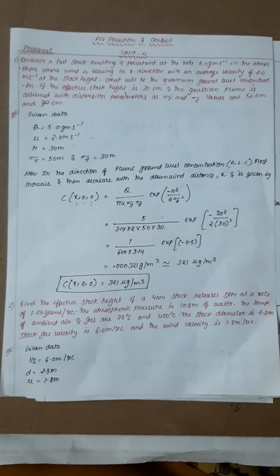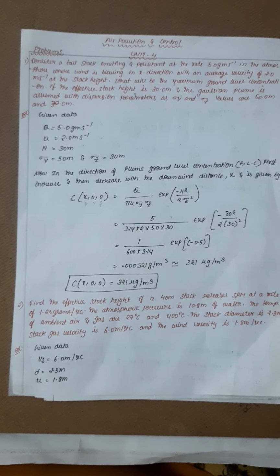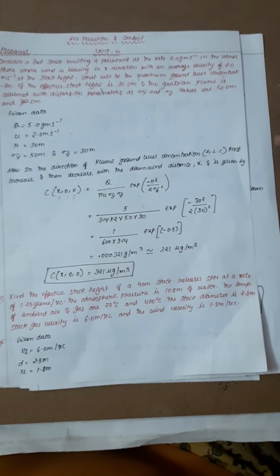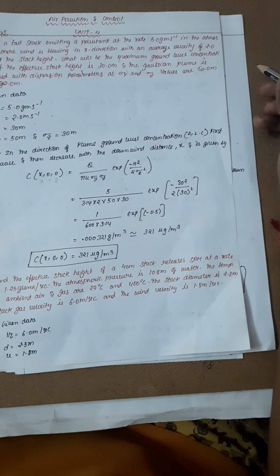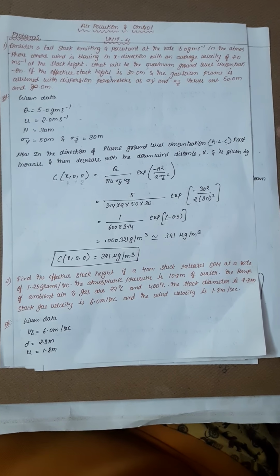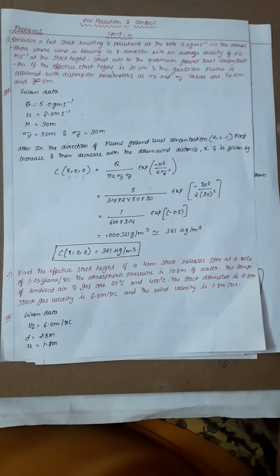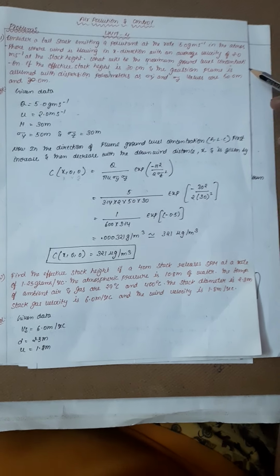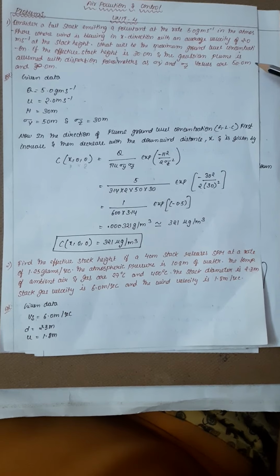Today's class will discuss the Gaussian model fume dispersion problems. Going to the problems, the first problem is: consider a tall stack emitting a pollutant at a rate of 5 in the atmospheric pressure, where the wind is blowing in the x direction with an average velocity of 2 at stack height. What will be the maximum ground level concentration if the stack height is 30 and the Gaussian fume model is assumed with the dispersion parameters sigma y and sigma z as 50 and 30?